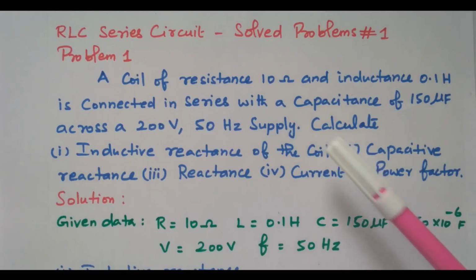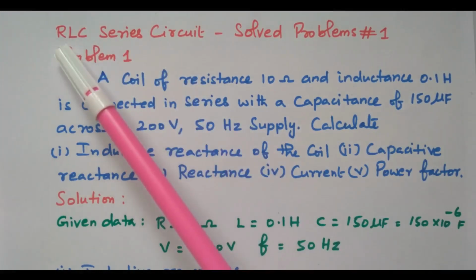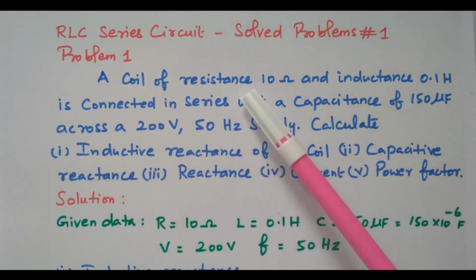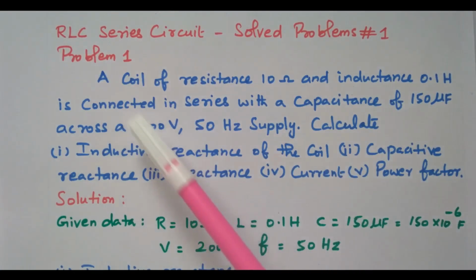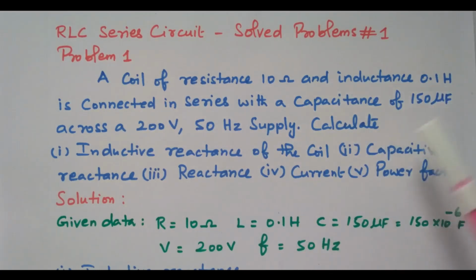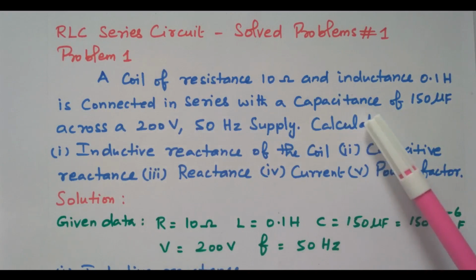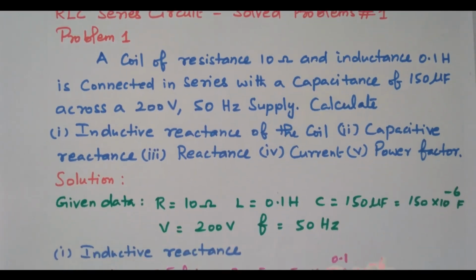Welcome viewers. In this video we will see the solved problem based on the RLC series circuit. Resistor, inductor and capacitor are connected in series. For that circuit we will see the solved problems. First we will see problem 1. A coil of resistance 10 ohm and inductance 0.1 Henry is connected in series with a capacitance of 150 microfarad across a 200 volt 50 Hz supply. Calculate the inductive reactance of the coil, capacitive reactance, current and power factor.